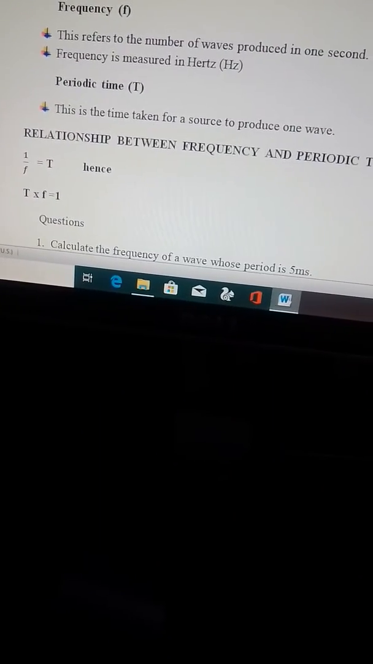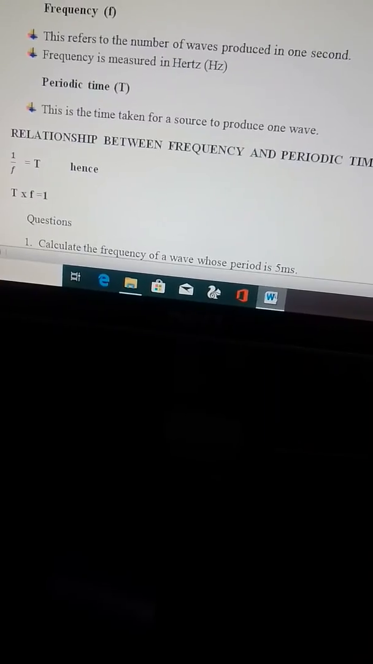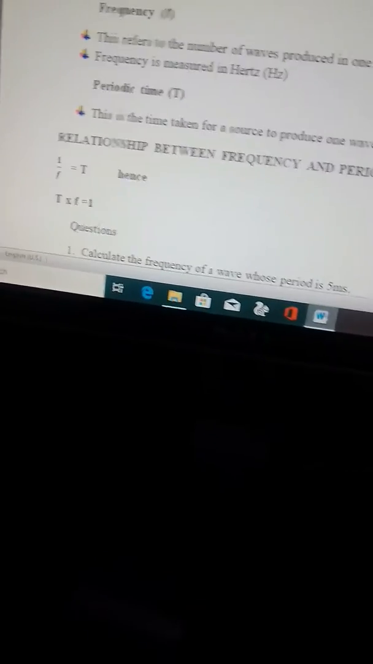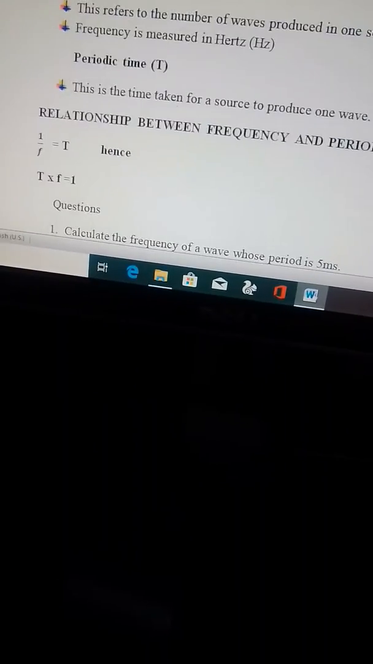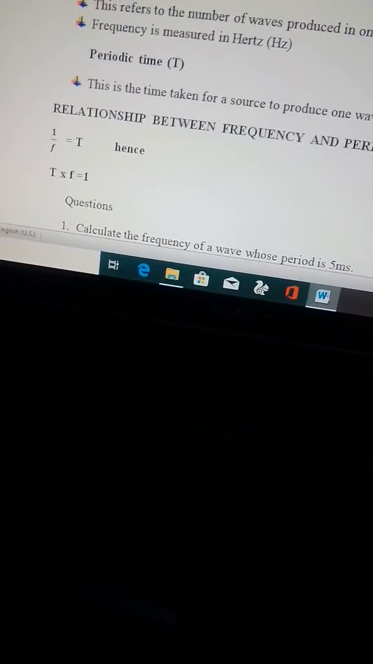Relationship between frequency and the periodic time. There's an equation that relates these two. The inverse of frequency is equal to periodic time T. So the product of T and f is equivalent to 1.